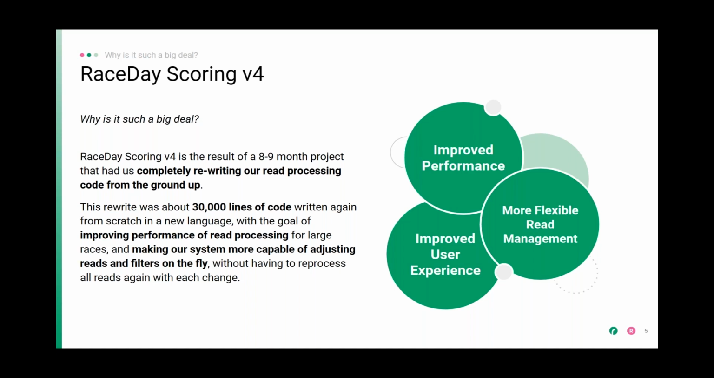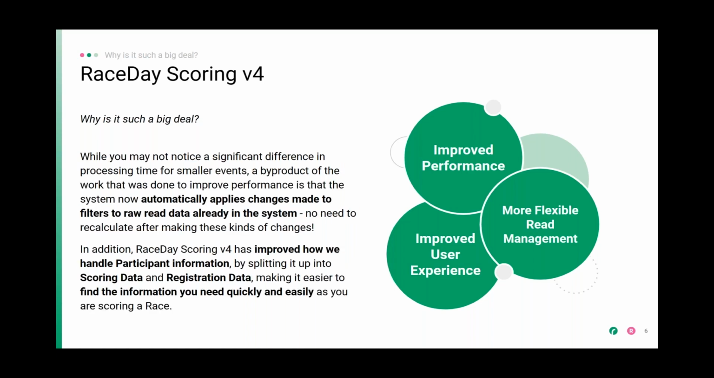So we kind of inherited this code, and at this point we decided we need to just rewrite how we do read processing, because we could just see how troublesome it was for large events and for new timers who had to recalculate their raw reads all the time. We wanted to eliminate that need. So those are the main reasons. And so for those big races, it's a pretty significant improvement.